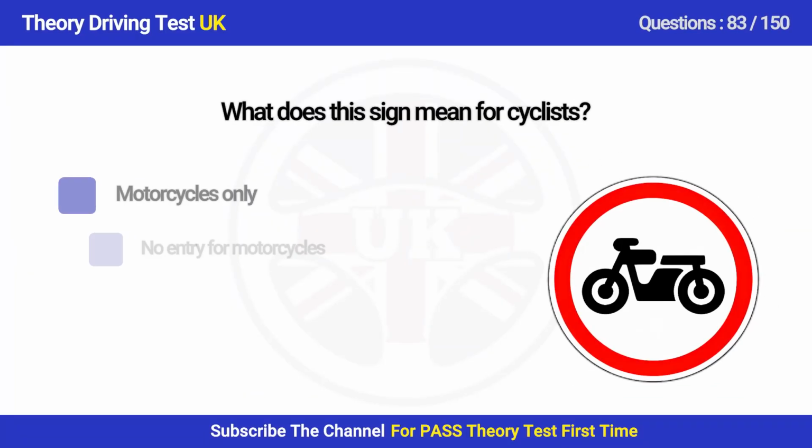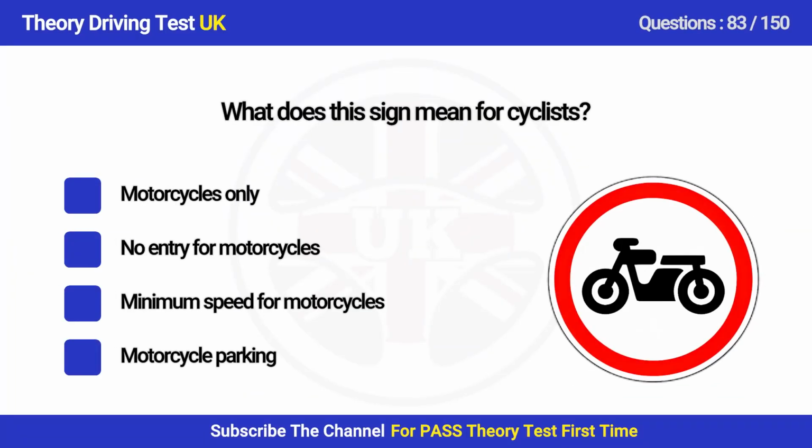Question 83. What does this sign mean for cyclists? A. Motorcycles only. B. No entry for motorcycles. C. Minimum speed for motorcycles. D. Motorcycle parking.